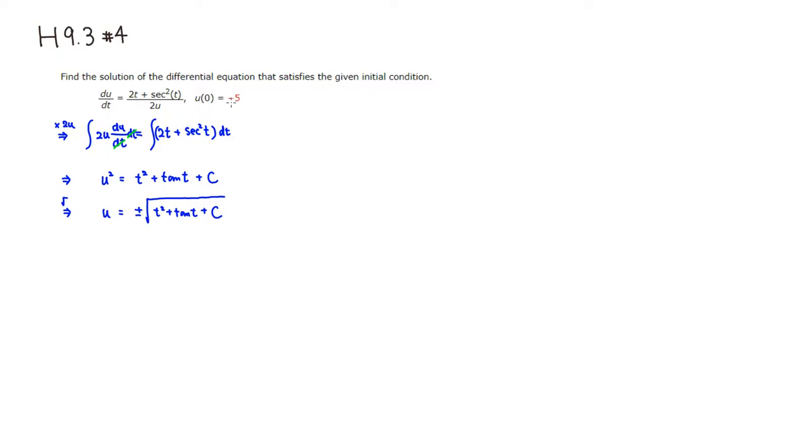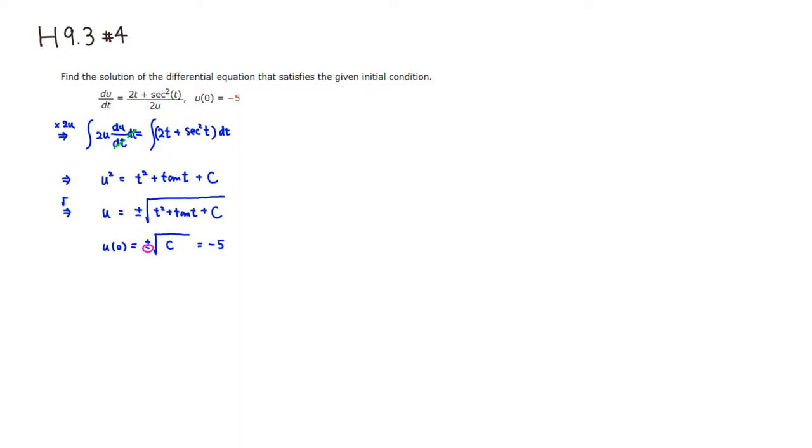Now let's use this initial value condition. We're going to plug in t equals 0. So u of 0 is equal to plus or minus square root of 0 squared, which is 0, and tangent of 0 is 0, so that's gone. All you get is just c. And we know that this has to be equal to -5, so we set that equal to -5. Since we have to get a -5, we know that we have to use a negative sign here.